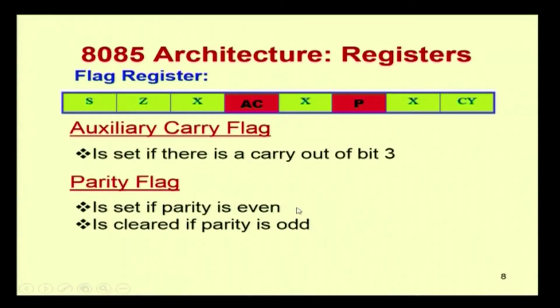After an arithmetic or logic operation, you may get an 8-bit binary number. In the total of 8 bits, you may get an even number of ones or an odd number of ones. Depending upon whether the total number of ones in a byte is even or odd, this parity bit will be set. The parity bit will become 1 when you get an even number of ones. When you count the number of ones and the total is an odd number, then this parity will become 0.